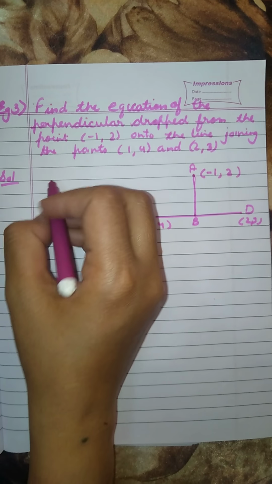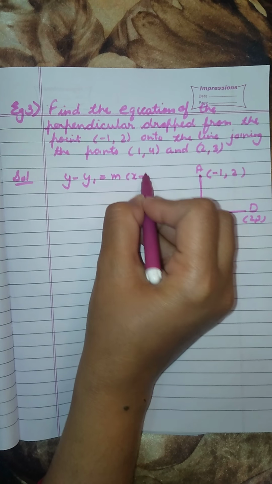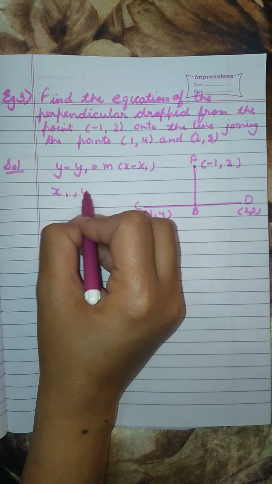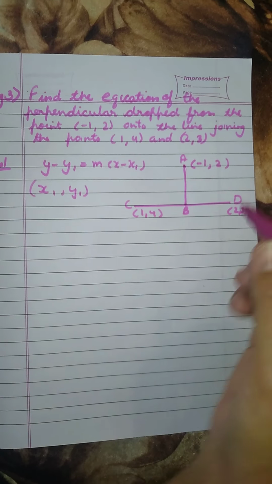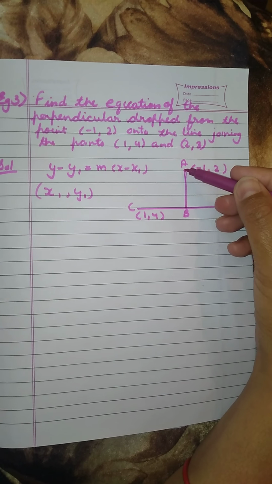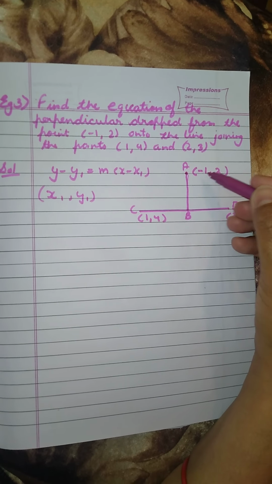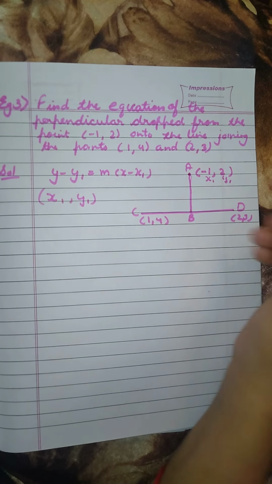Now equation of line's formula was y minus y1 is equal to m x minus x1. There are two requirements. Firstly, I need one point x1 y1 which lies on the given line. So my line whose equation I have to find, that line is AB, and the point A with the coordinates -1, 2, it lies on it. So I have my x1 y1.